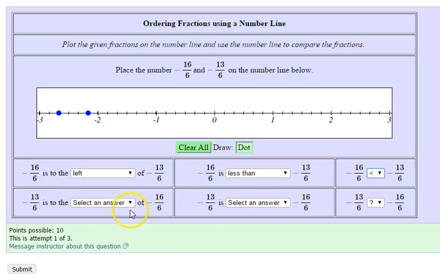Now we reverse the order, and let's see how that reverses the direction of the inequality. -13/6 is to the right of -16/6 because it's right here. That means it is greater than -16/6, and we use this symbol to show that it is greater than -16/6. Okay? So notice these two inequality statements are equivalent. They're written in a different order, and that changes the direction of the sign, but in both cases, the open part of the inequality symbol is pointing towards the larger or greater number.